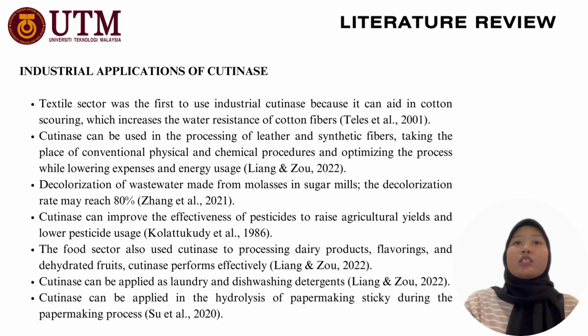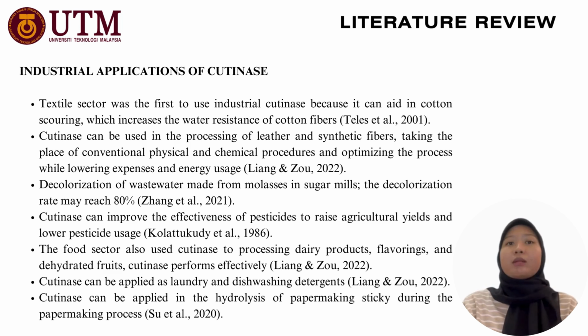And then decolorization of wastewater made from molasses in sugar mills. The decolorization rate may reach 80%. And then cutinase can improve the effectiveness of pesticide to raise agricultural yield and lower pesticide usage. The food sector also uses cutinase to process dairy product, flavoring, and dehydrated fruit. Cutinase performs effectively. And then cutinase can be applied as laundry and dishwashing detergent. And lastly, cutinase can be applied in the hydrolysis of stickies during the paper making process.